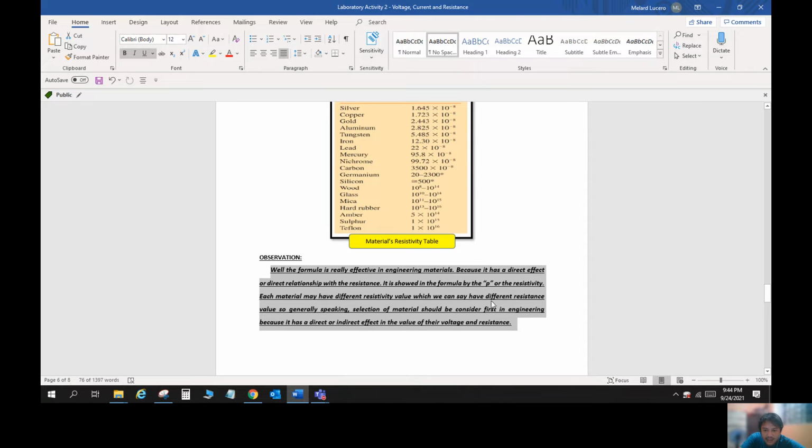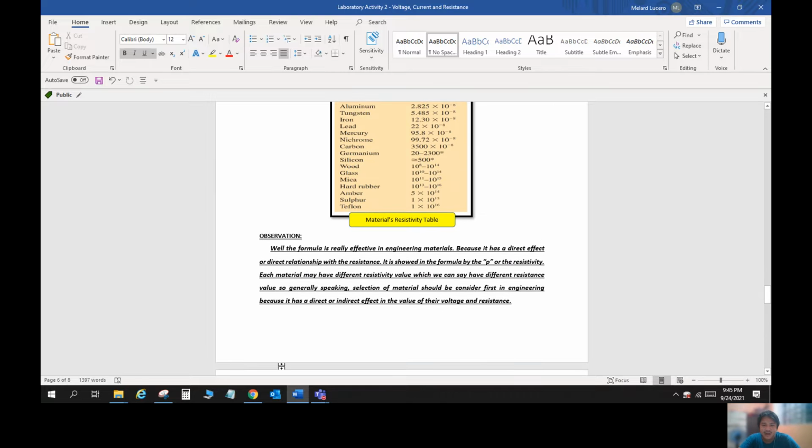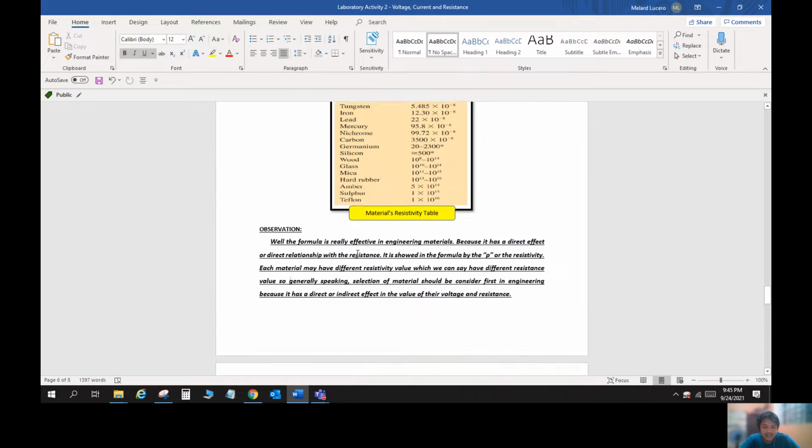Resistivity value, which we can say have different resistance. Okay, so each material may have a different resistance value. So generally speaking, selection of materials should be considered first in engineering because it has a direct or indirect effect on the value of their voltage and resistance. Okay, so this is basically our observation to that.